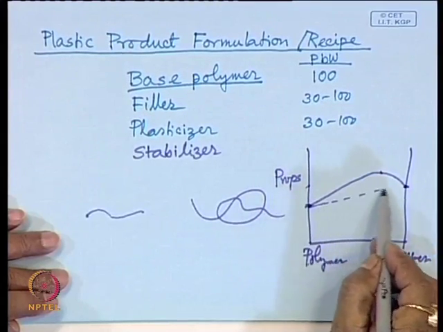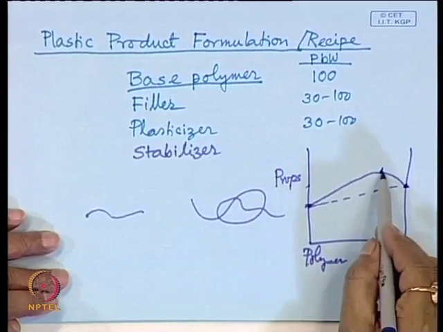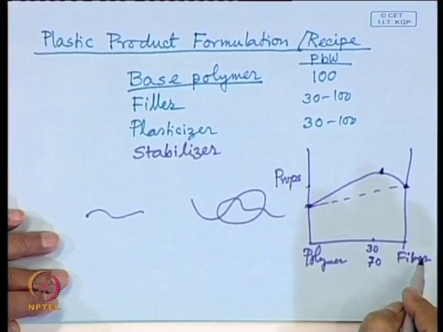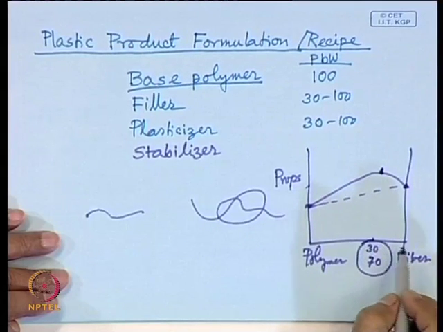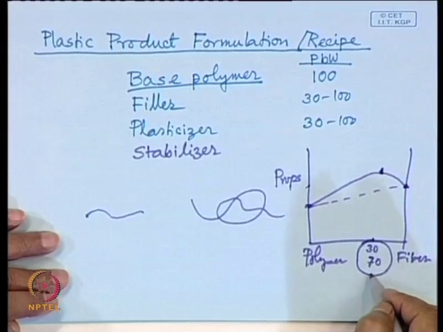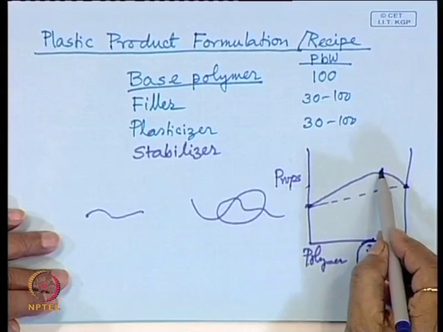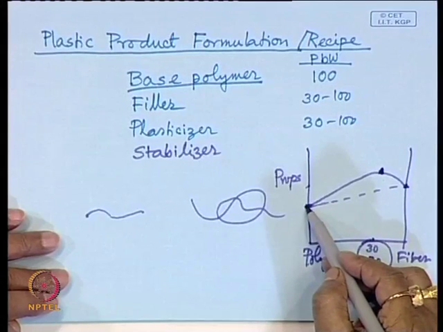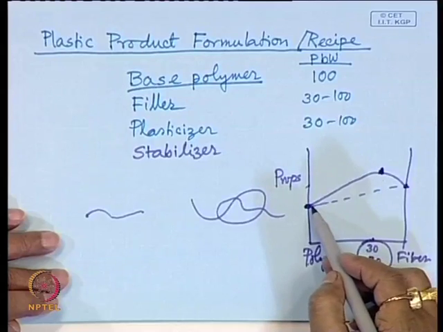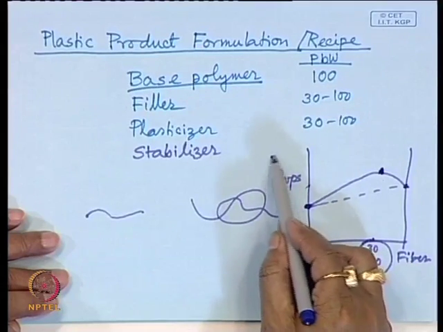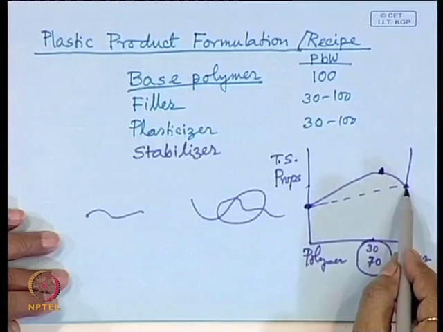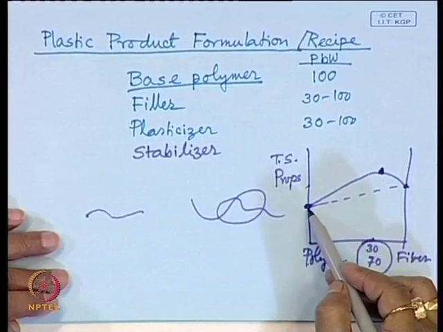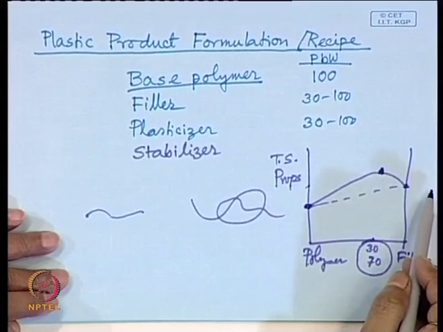So, suppose this is the product, say here fiber is 30 and polymer is 70. So, in a 30 parts filled or fiber reinforced composite, you will have property enhancement like this. This is your property, means tensile strength of the pure polymer. If this is the tensile strength of the pure fiber, then the strength of the composite will be more than the individual strengths of polymer as well as fiber.